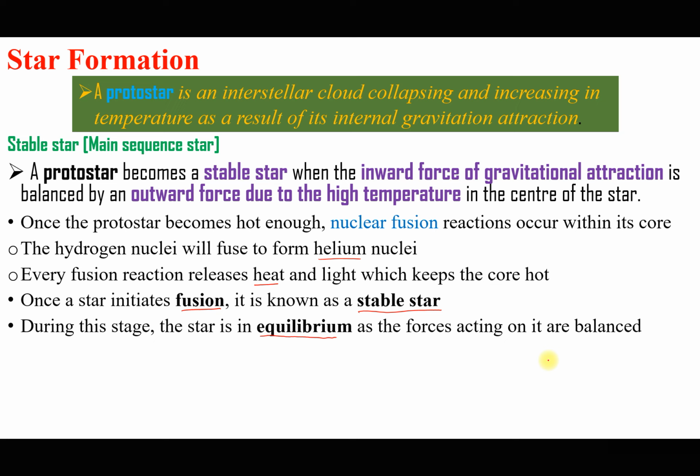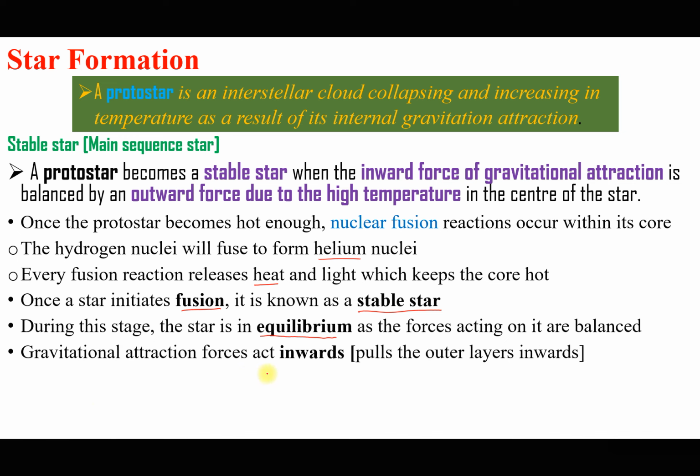We have said the forces which are acting are the gravitational attraction force, which acts inwards. This one pulls the outer layers inwards. It pulls everything around the star inwards. That caused the collapse of the interstellar clouds initially when we had just a protostar. But then, as the collapse occurs, the particles which have been pulled inwards lose their gravitational potential energy, we have said they gain kinetic energy, and the kinetic energy is transferred to heat, thereby initiating nuclear fusion at the core of the star, or at the center of the star.